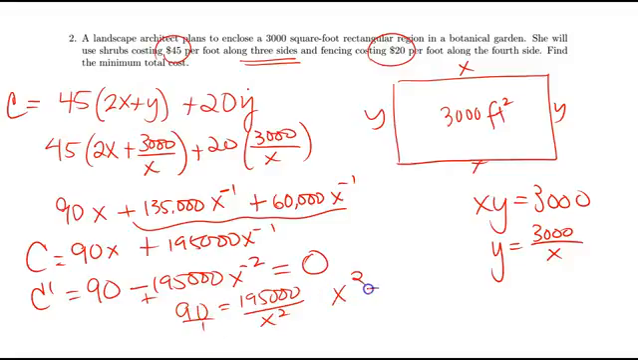So x squared equals 195,000 divided by 90, which is 2,166.67. Now if I take the square root, normally you would take the square root and get a positive and negative 46.55. But since this is a length, the only one we care about is the positive.